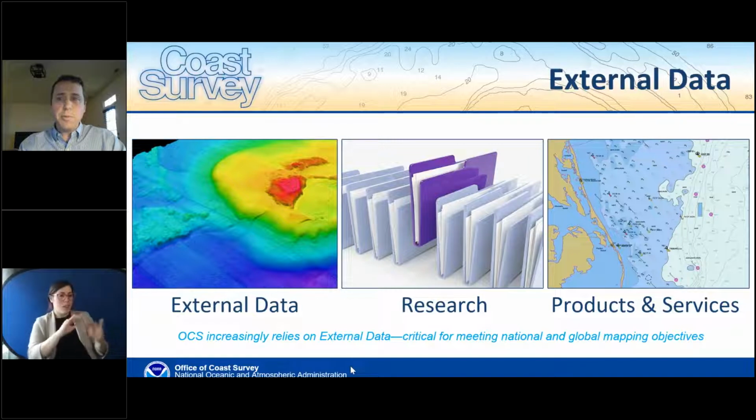So only then, if we're able to, or if we feel confident enough, can we use the data for our various products and services, for example, ENCs, marine modeling, or precision navigation.